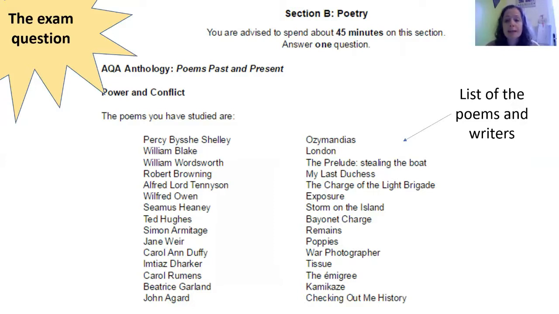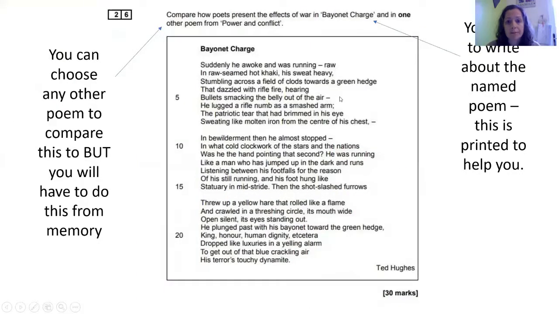And the first thing that they will be given in the exam is a list of the poems and people who have written them. So here they are, all 15 poems in the same order as they are in the anthology, next to the writers, the authors. After that, you will then be given one of the poems. In this case, it's Bayonet Charge. And the question even guides you a little bit to think about the effects of war. So you have to write about that named poem.